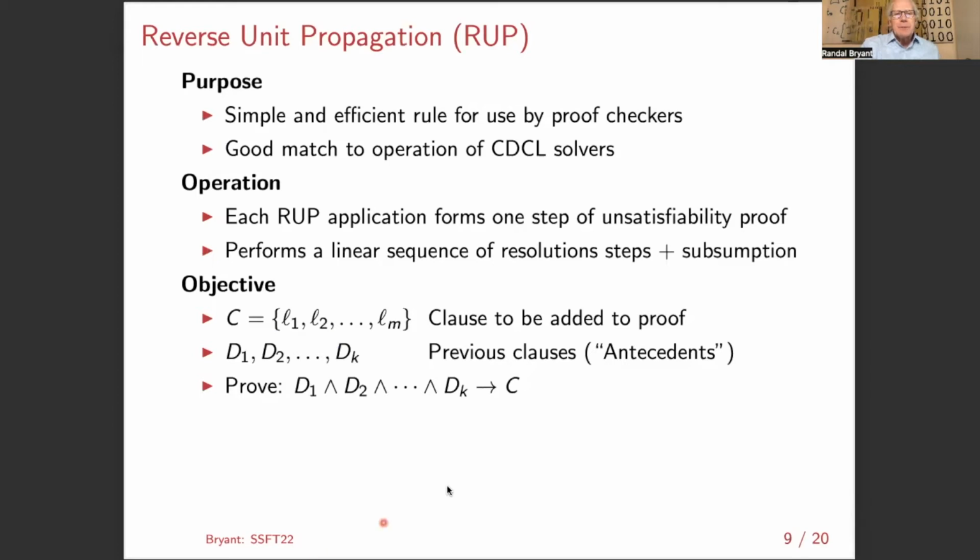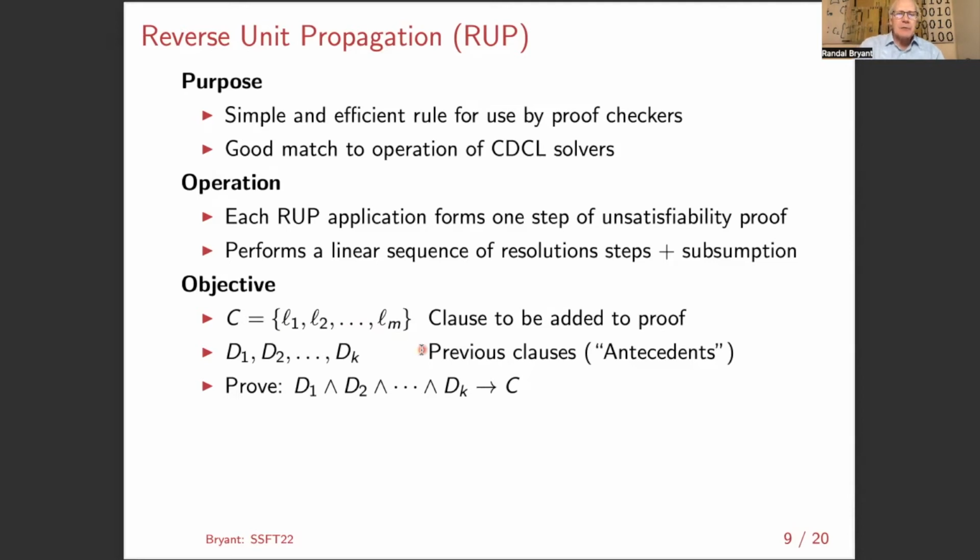And the idea of a RUP step is we have some clause that we want to add to our proof. It's going to be a conflict clause, a learned clause. And we want to be able to show that that new clause follows from the previous set of clauses that we already have in either the original formula or that we've added to the proof as we've been going along. So call those clauses D1 through DK. There will be some subset of the clauses, again, both the formula and the proof up to this point.